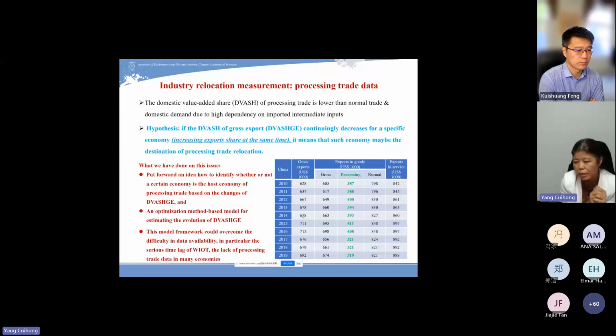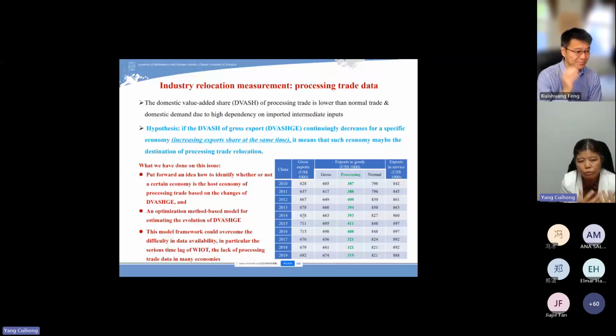This table is about the case of China. We can see that the processing export in terms of the domestic value added is much lower than normal trade and gross trade, and of course the activities for domestic demand. So these are the several points. And based on this, we have done the following work.